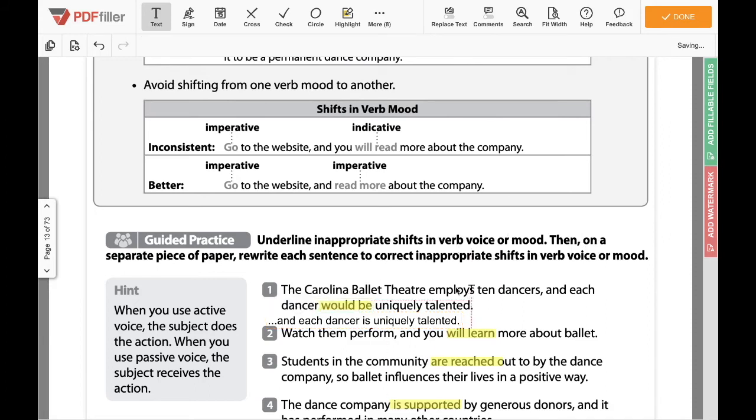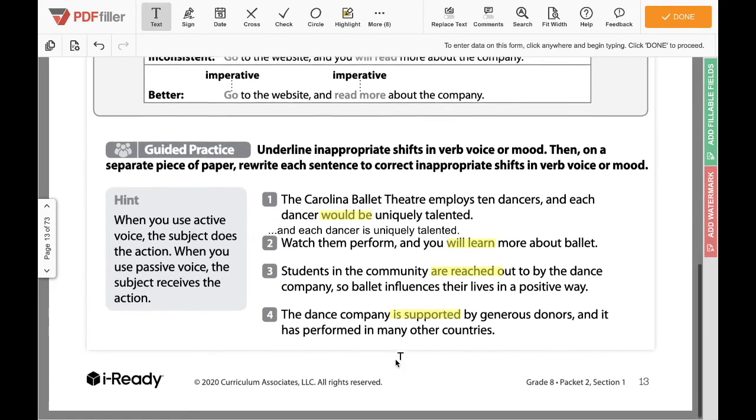So the Carolina Ballet Theater, it doesn't say they will employ 10 dancers or that they should employ 10 dancers, and each of them would be uniquely talented. It says they currently employ 10 dancers. That's just a fact. That's just the indicative that they do employ 10 dancers. They're not saying that they will employ 10 dancers or that they did employ 10 dancers. It says they currently do. So each of those dancers is uniquely talented because they currently are talented. They currently are employed by the Carolina Ballet Theater.